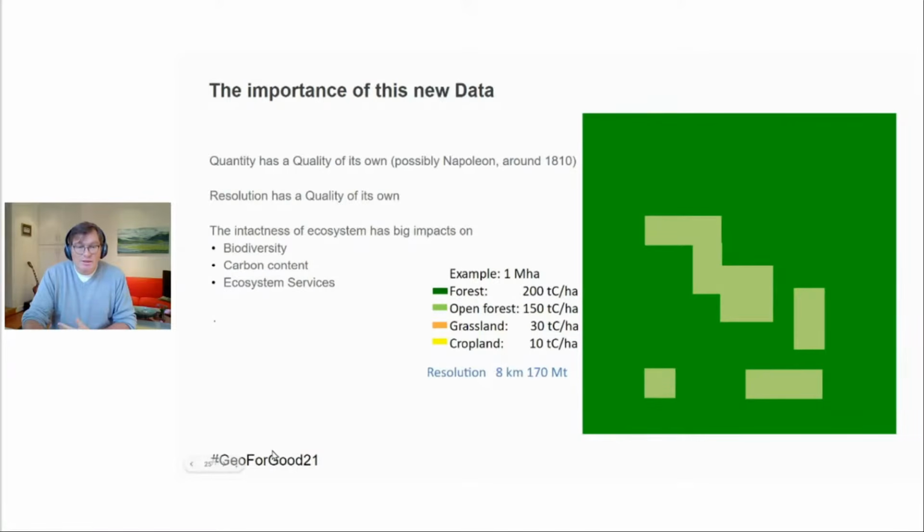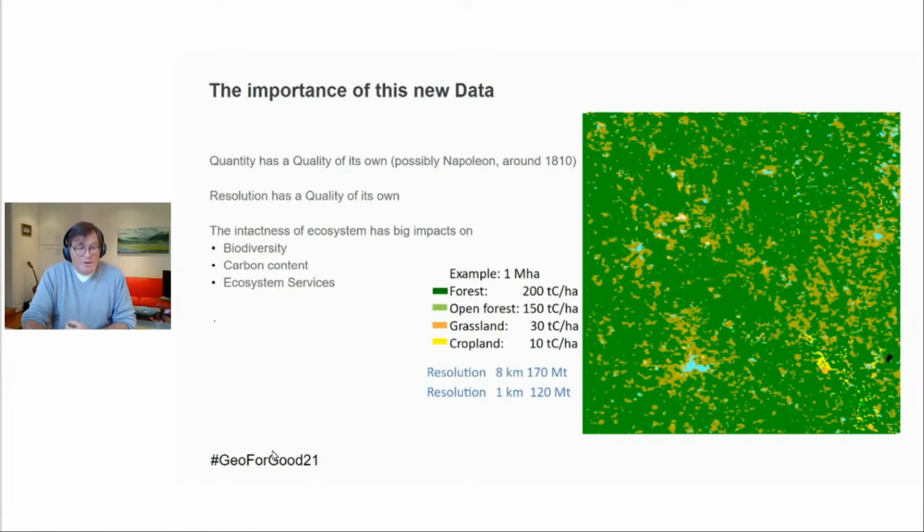And you see here a picture of satellite data, which is 8 kilometers by 8 kilometers. The previous NOAA generation was this. If you look at this data, it's a combination of forest and open forest, and this might be 170 million tons of carbon in this forest. But now, if you go to a better resolution, we're talking about a 1 kilometer region, and you see so much more detail coming in here.